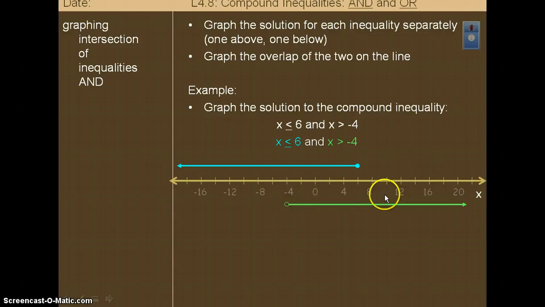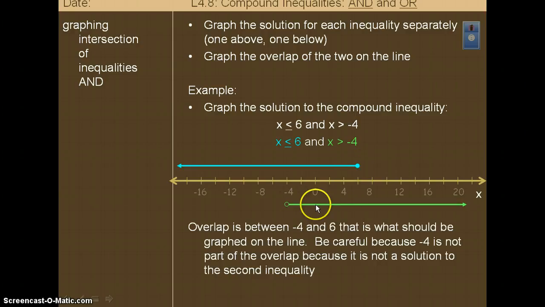So we've got one above, one below, and I want the intersection, or where these two things overlap. They overlap just right here to the right of -4, and then they both keep happening until the blue inequality stops at 6. So we can say the overlap is between -4 and 6. That's what we're going to be graphing on the line.